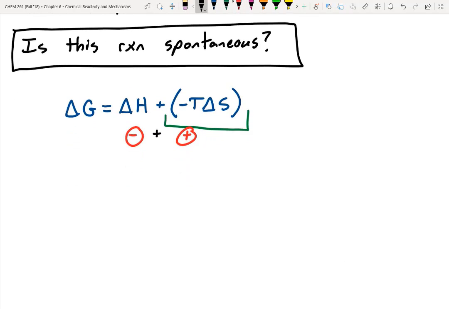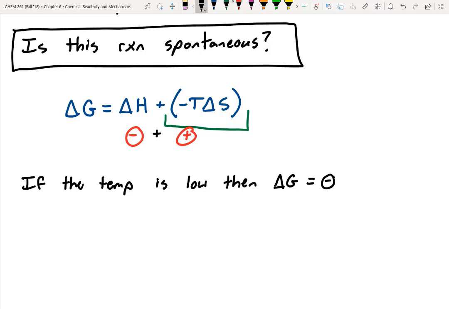If the temp is low, then delta G is going to be what? It's going to be negative, right? Because if temperature is really low, that negative T delta S portion of the equation is going to be pretty insignificant. It's going to be a very small value, right? So if the temp is low, then delta G is going to be negative, and the reaction will be spontaneous or non-spontaneous? It'll be spontaneous.